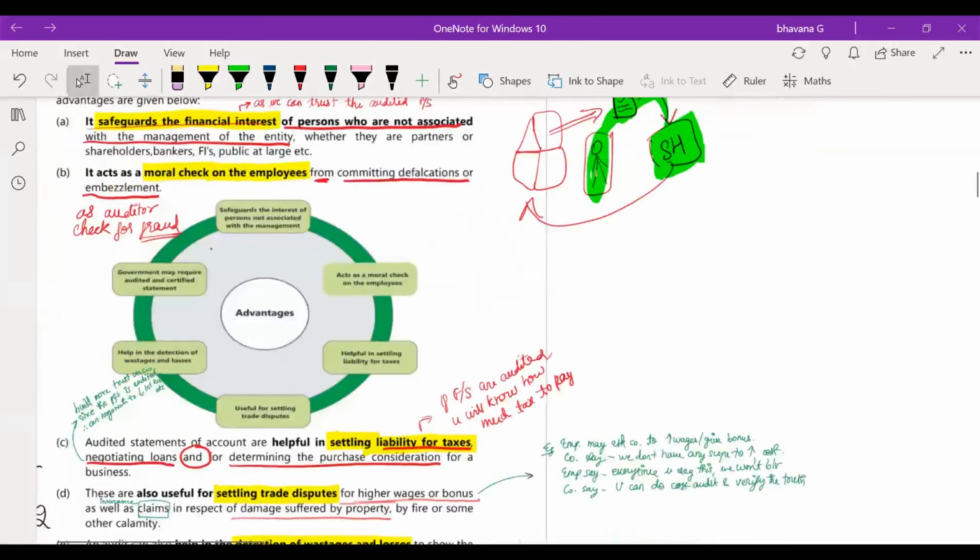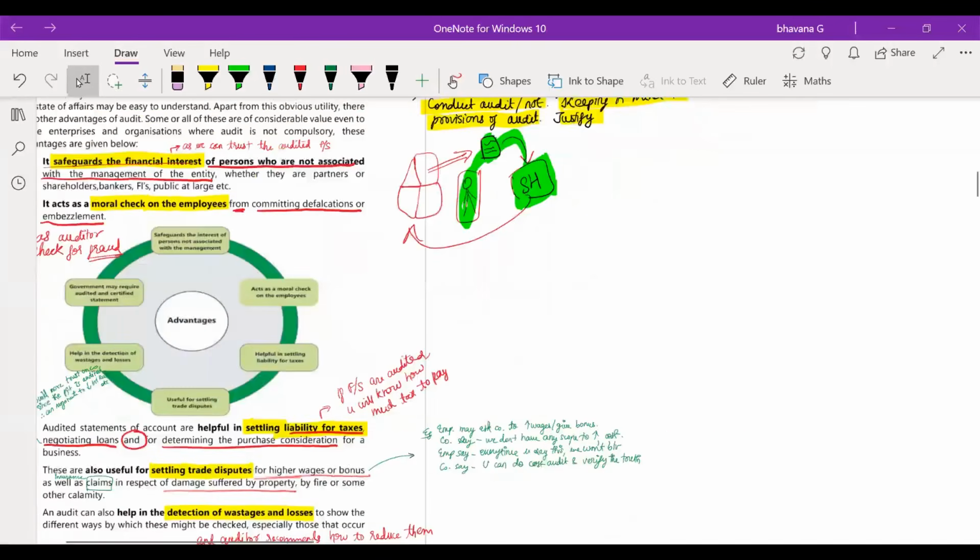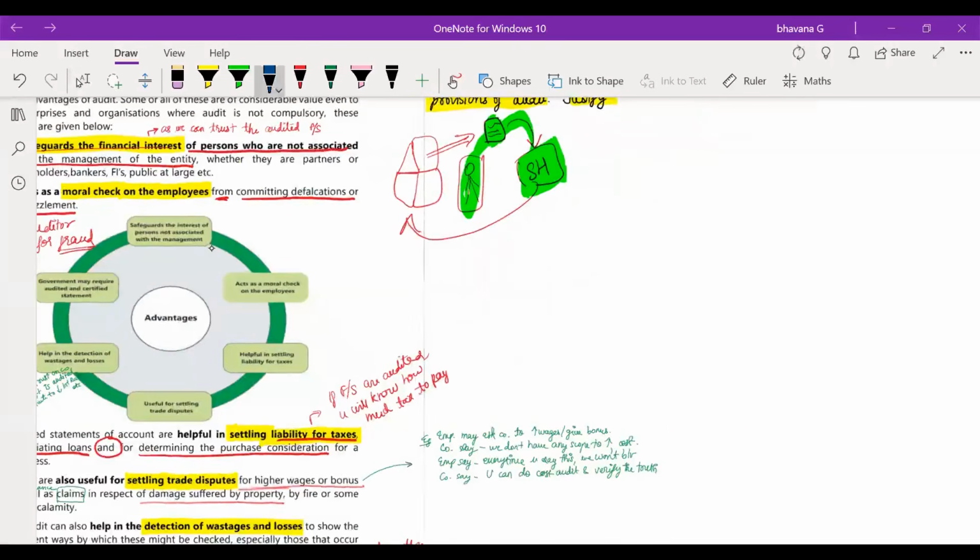Okay. Next, it acts as a moral check on the employees from committing defalcations or embezzlement. Suppose what might happen is that, suppose this will be a statement. In this, what happened? This is an employee. This is a very bad employee. He's a devil. This is the devil symbol. Okay. So he's a very bad employee. He's a devil.